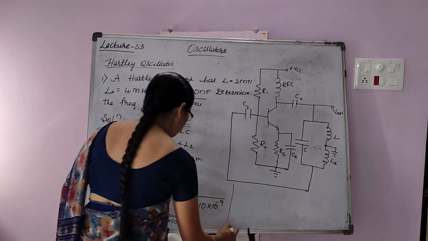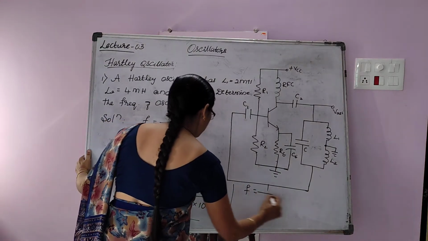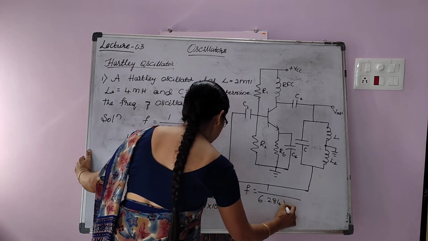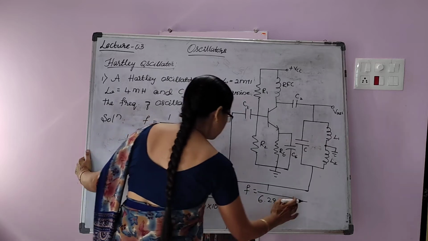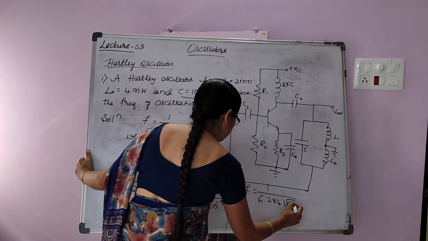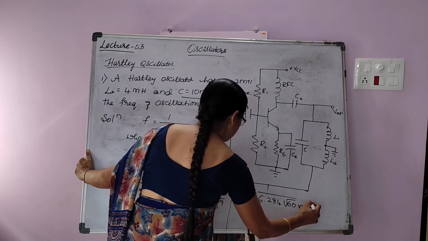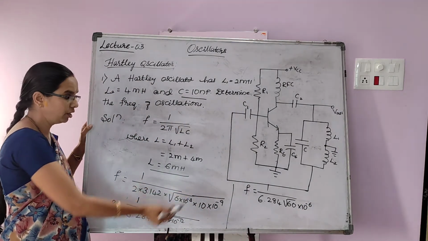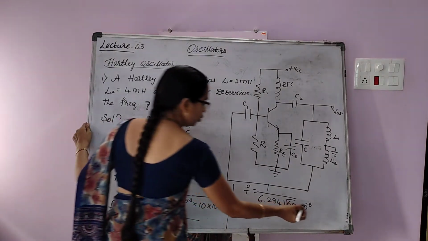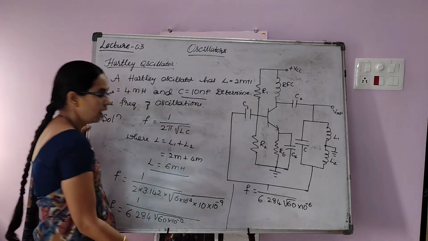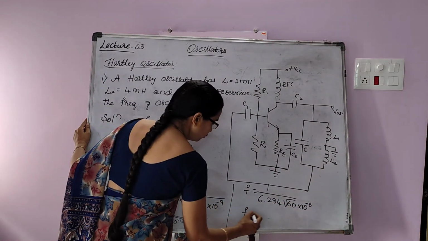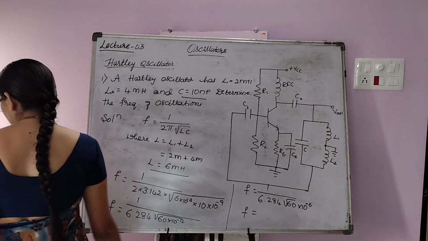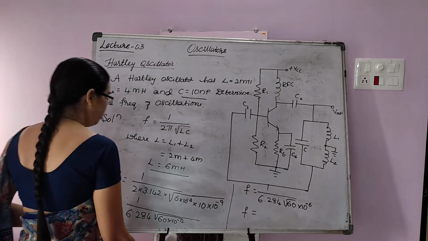So F is equal to 1 by 6.284 into root of 60 into 10 to the power of minus 12. If you take 10 to the power of minus 12 out of the square root, it will be 10 to the power of minus 6. After simplifying it, you have a calculator, calculate it, and you will get the answer 20.54 kilohertz.